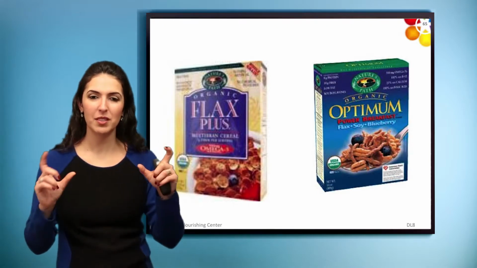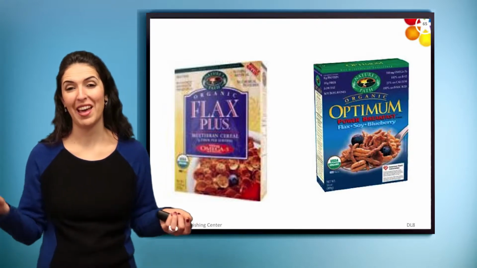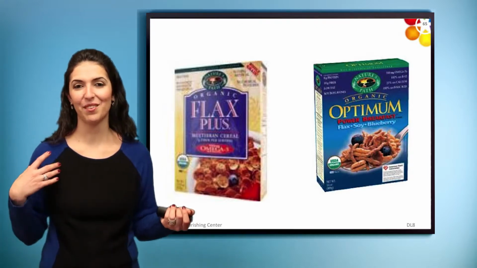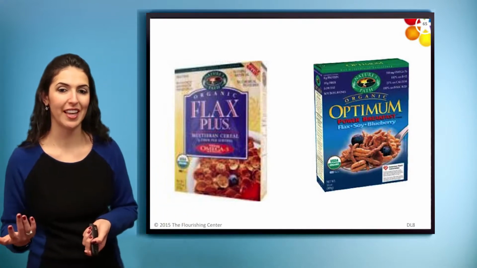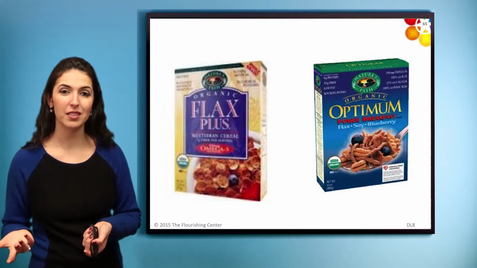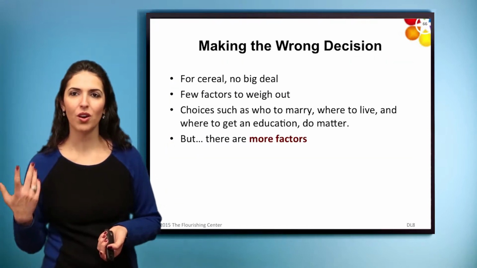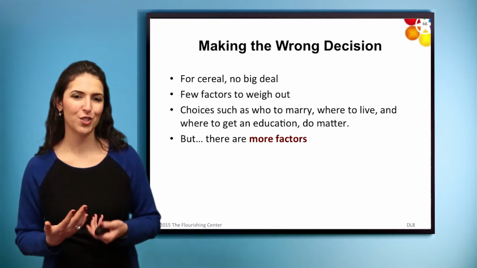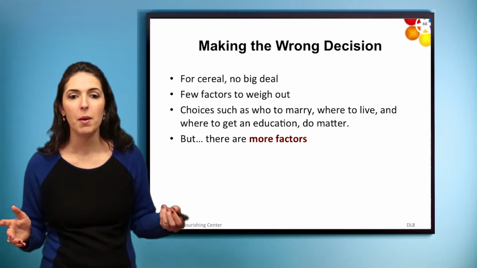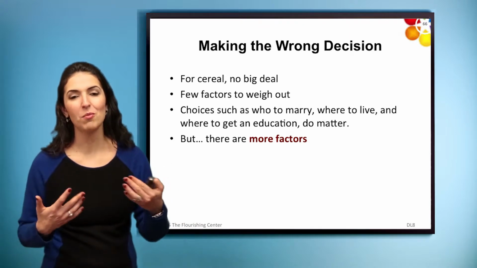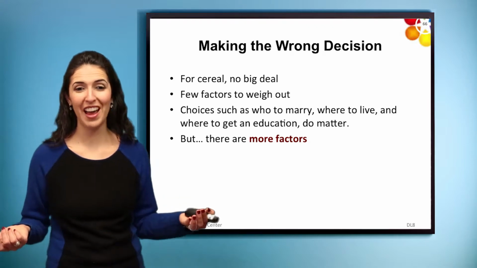So I'm going to size up the situation. I'm going to make a decision. Eventually I come home and I eat the cereal, and whether I like it or not will determine whether or not I repeat the same purchase again in the future. A simple little decision-making process. And the cost associated with making a wrong decision is not really that big of a deal when it comes to cereal, but it gets a lot more complicated when you're looking at decisions that have many, many more factors.